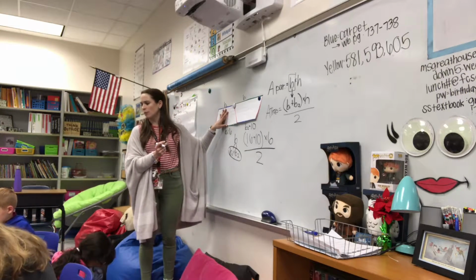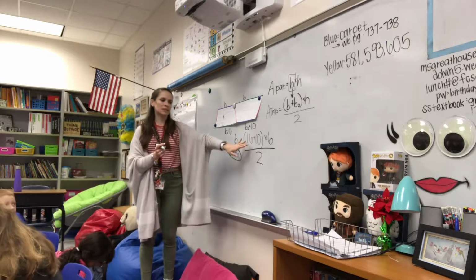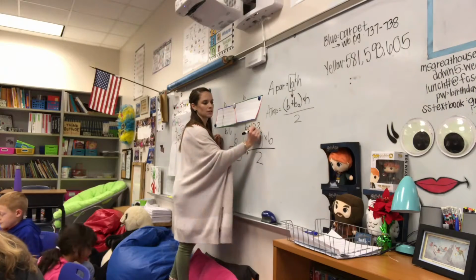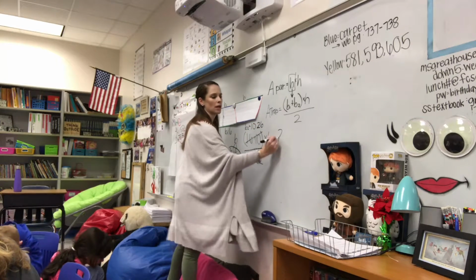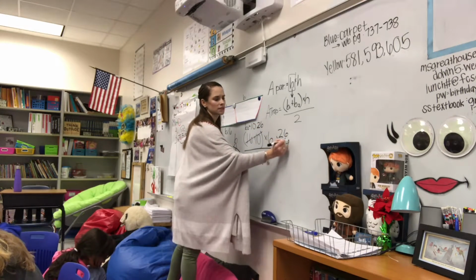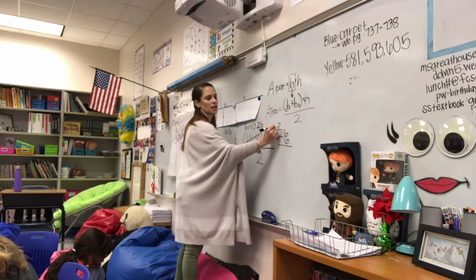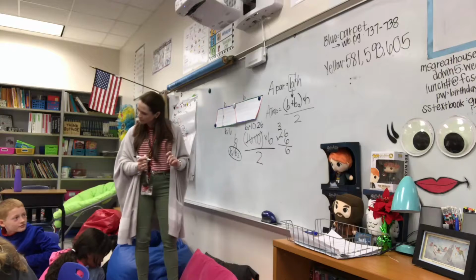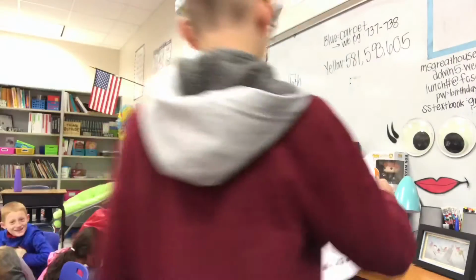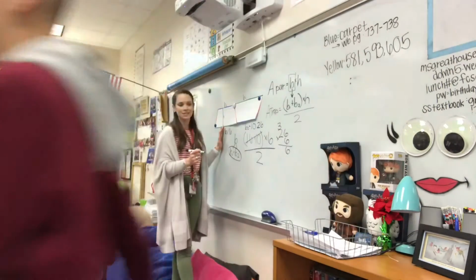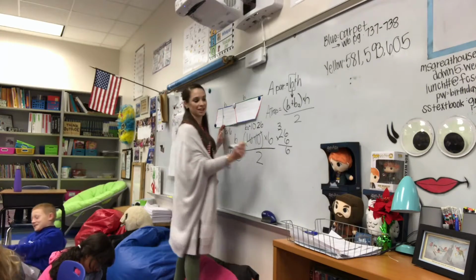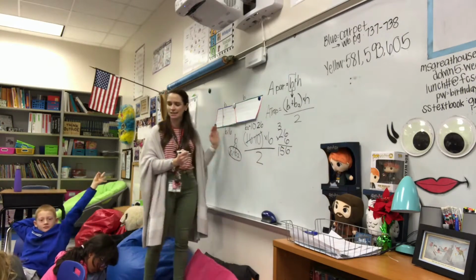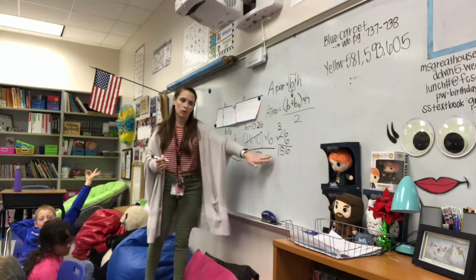You guys, stop moving your papers. Okay. What's 16 plus 10? 26. Now I need to do 26 times 6. 6 times 6 is 36. 6 times 2 is 12. Plus 3 is 15. So I get 156.